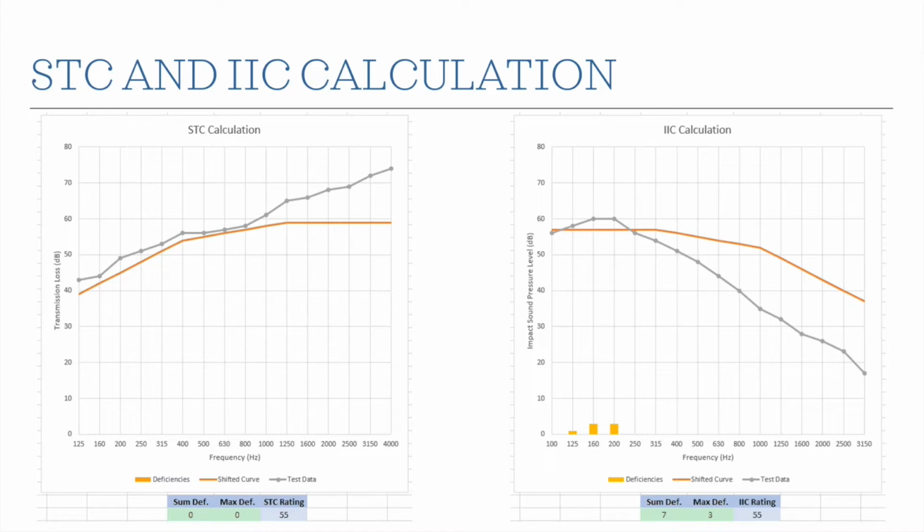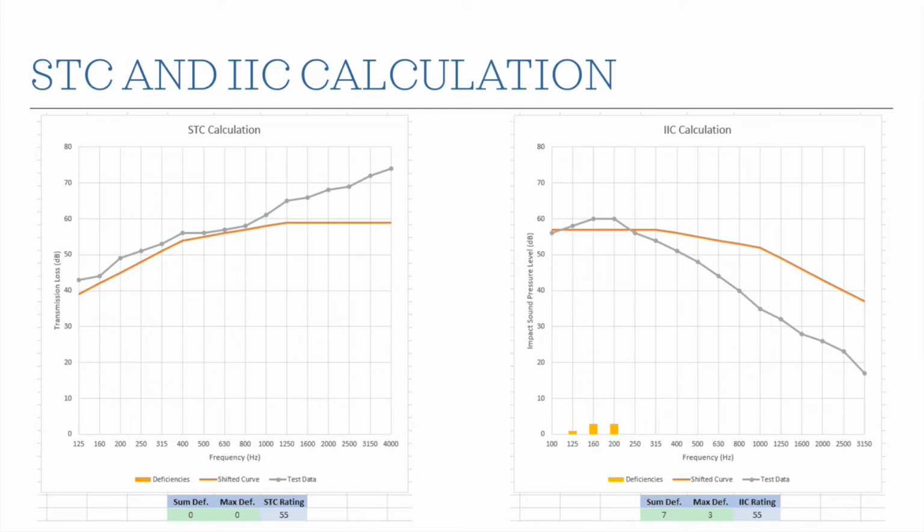On the right, for an IIC calculation, doing the exact same thing, we have this curve and we're comparing it to our measured levels, but everything works the opposite way, sort of. Because for IIC, we're measuring how loud it is down below. So the quieter it is, the better. So we want lower ISPL, or impact sound pressure level, values. So we start shifting the curve down and we see how low we can get that curve before the deficiencies hit these different criteria. And we have two criteria for our deficiencies.